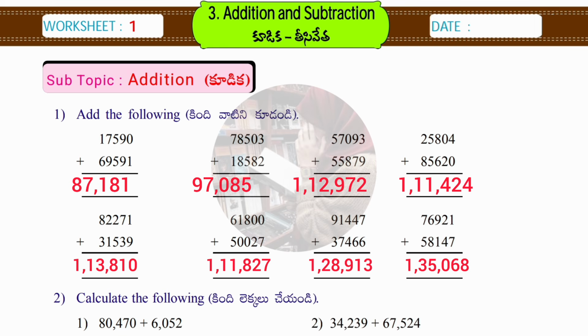Next one, 91,447 plus 37,466, which is equal to 1,28,913. Last one, 76,921 plus 58,147 is equal to 1,35,068. Understood, guys? Now we'll move to the second Roman, which is calculate the following.